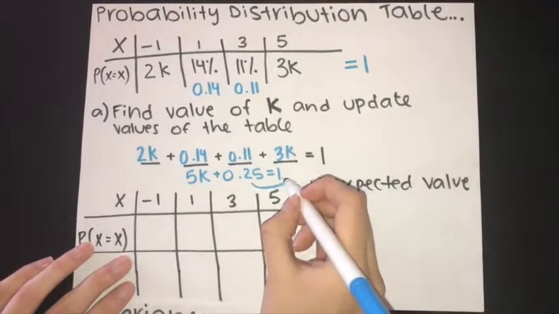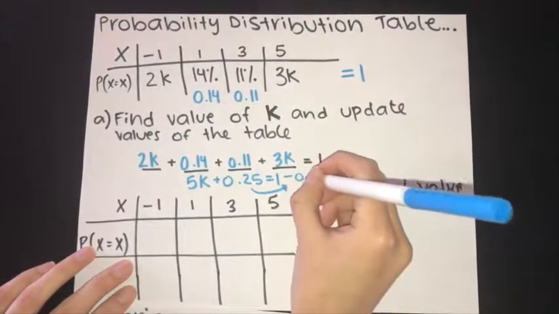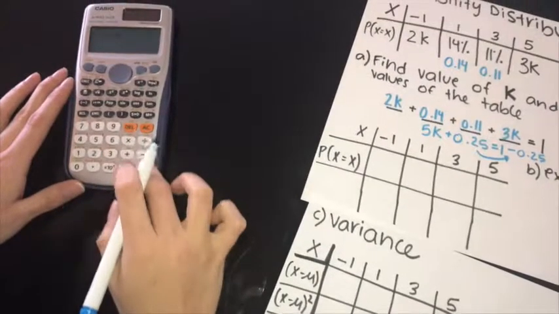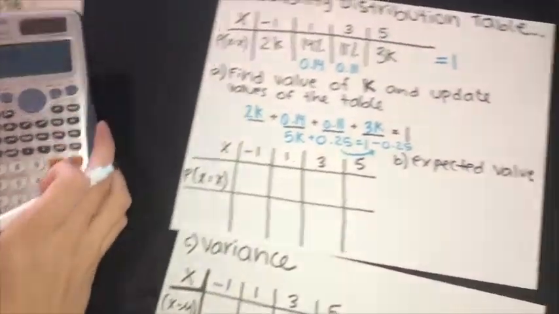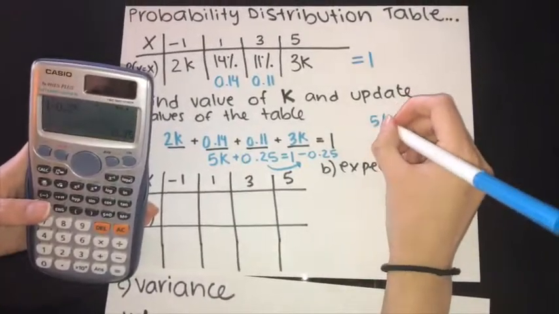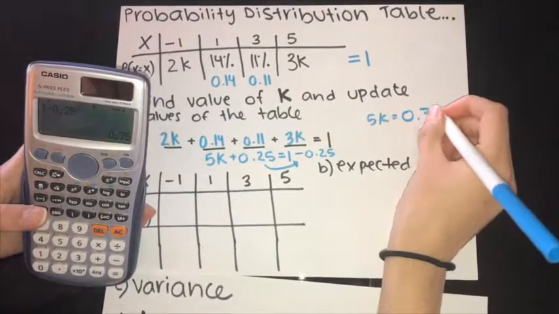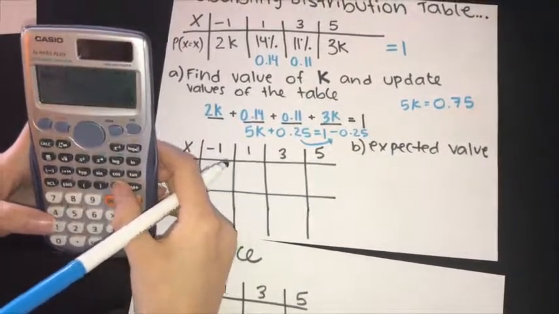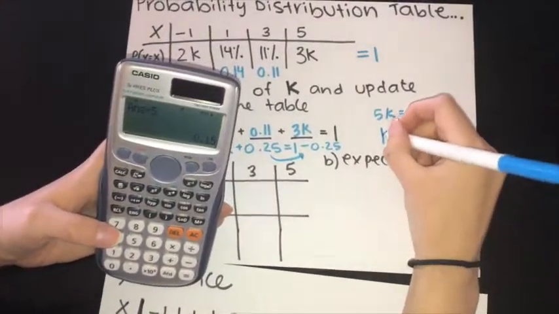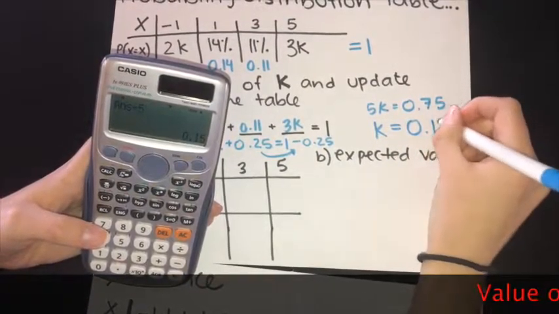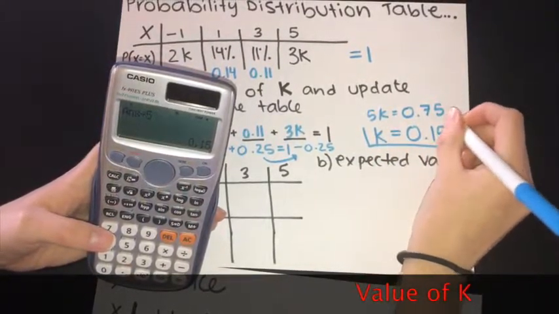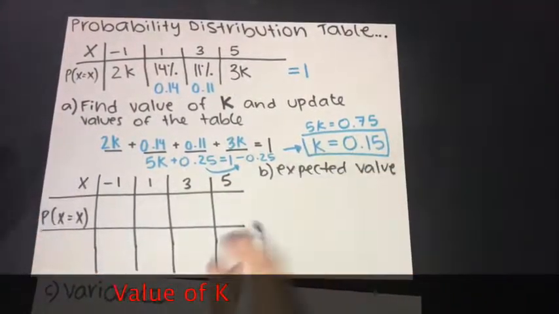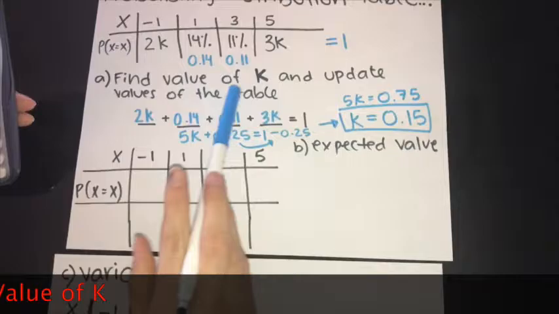We'll take this to the other side as a negative, and we'll say 1 minus 0.25, which will be equal to 0.75, and then we'll pass the 5 dividing, so it would be 0.75 divided by 5. So finally, our k will be equal to 0.15. That's our first answer. We've just found the value of k.